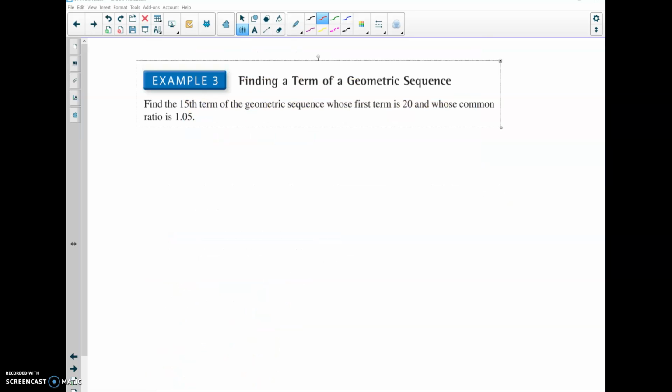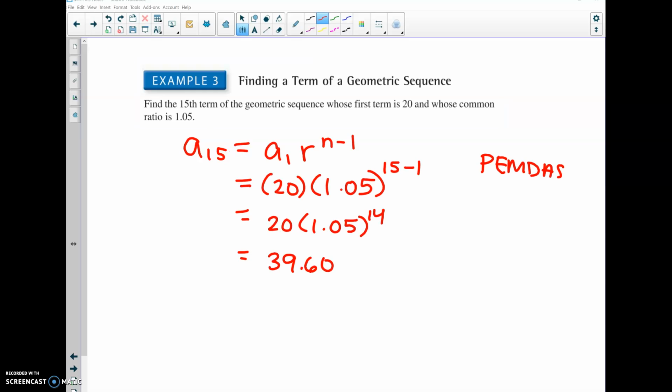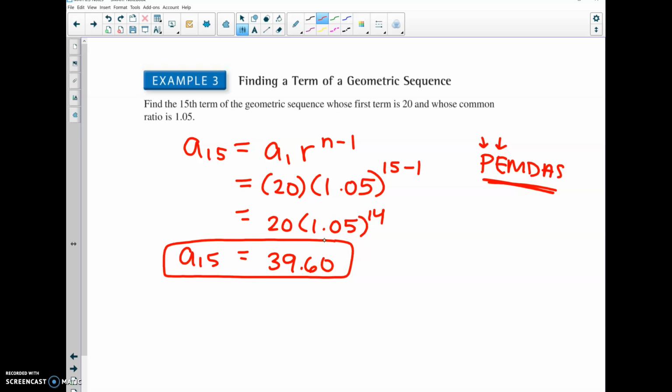All right, next example. Find the 15th term of your geometric sequence whose first term is 20 and whose common ratio is 1.05. Take a few seconds and use your new formula you just wrote down and find the 15th term, a sub 15. Quick reminder, PEMDAS, order of operations. We do parentheses and exponents before we do multiplication, so please be careful. You are raising the 1.05, the common ratio, to the 14th power first and then multiplying by 20. So the 15th term of this geometric sequence is 39.60.